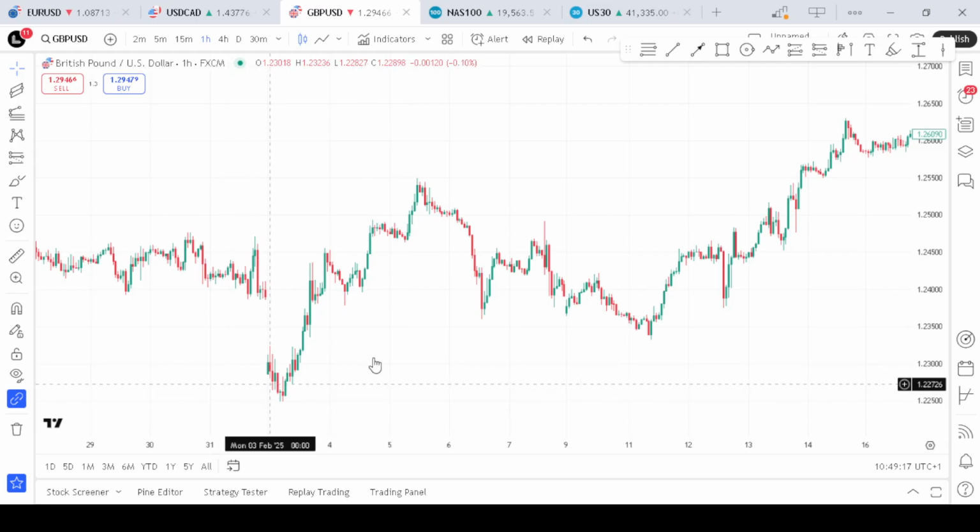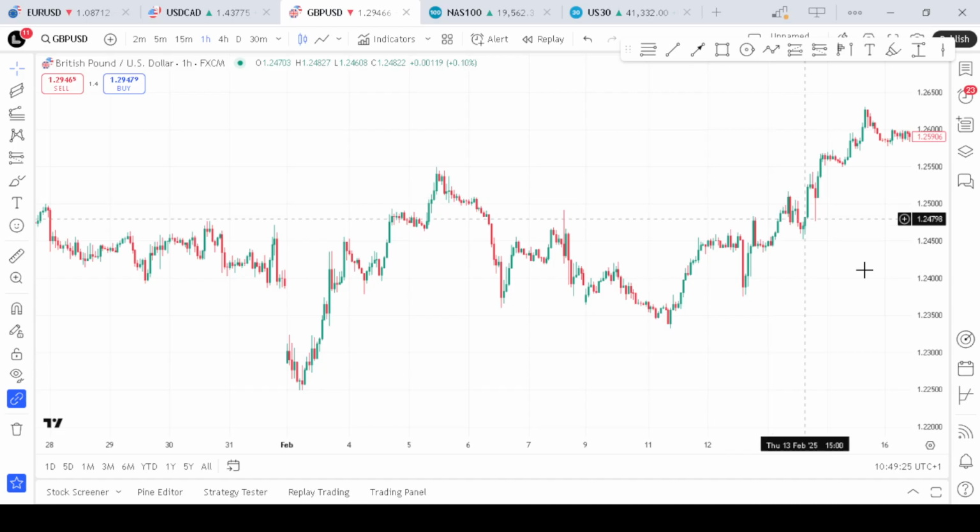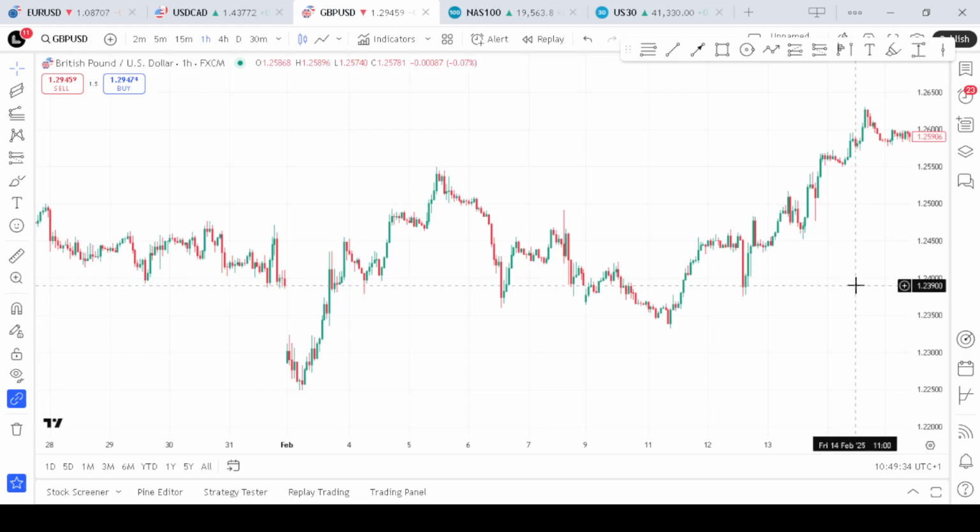And in today's video, we're going to be talking about how to place a stop loss and take profits when trading on the Forex. Remember that understanding exactly where and how to set these levels is crucial for protecting your capital and securing consistent profits in the Forex market.